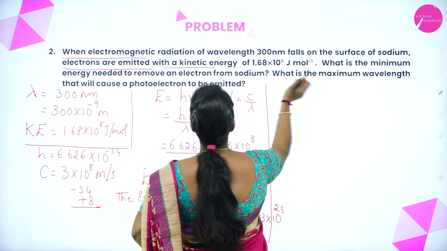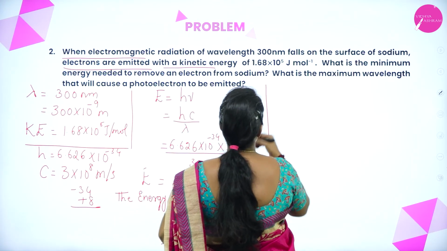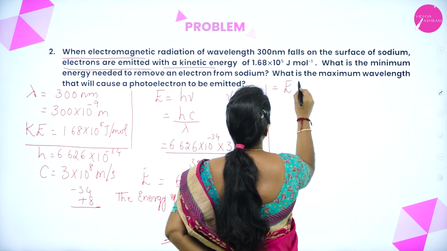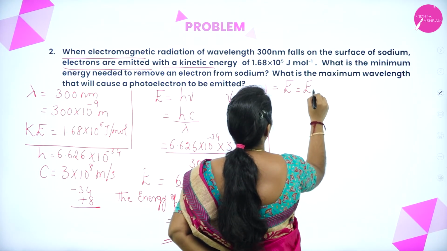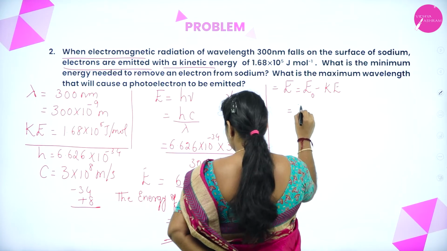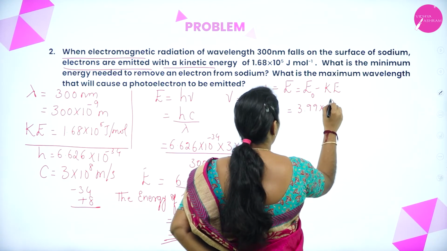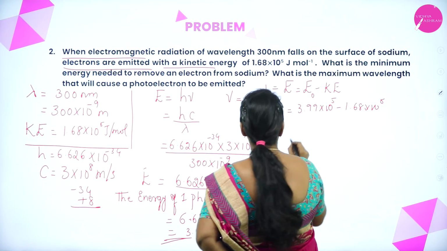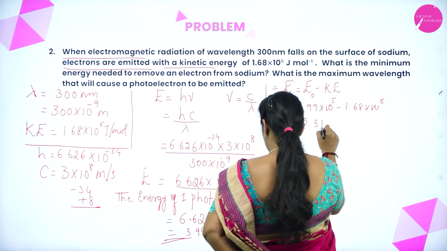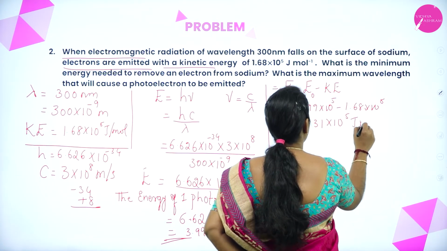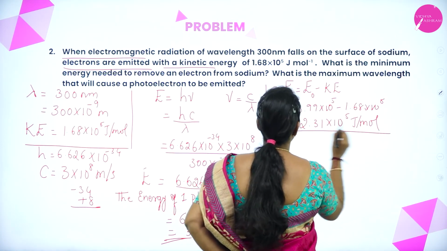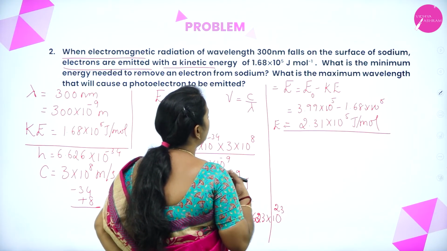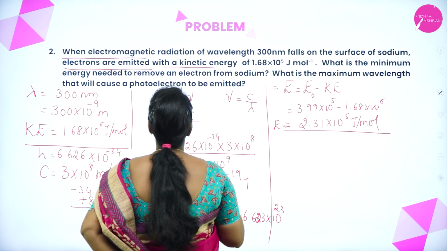After knowing this value, we need to calculate the minimum energy required to remove one mole of electrons from sodium. See here they have given the kinetic energy. So the energy required to remove the electron is the energy we obtained minus the kinetic energy. That is 3.99 into 10 power of 5 minus the kinetic energy 1.68 into 10 power of 5 joules per mole, which gives 2.31 into 10 power of 5 joules per mole. After knowing this, we need to calculate the maximum wavelength of the photoelectron to be emitted.